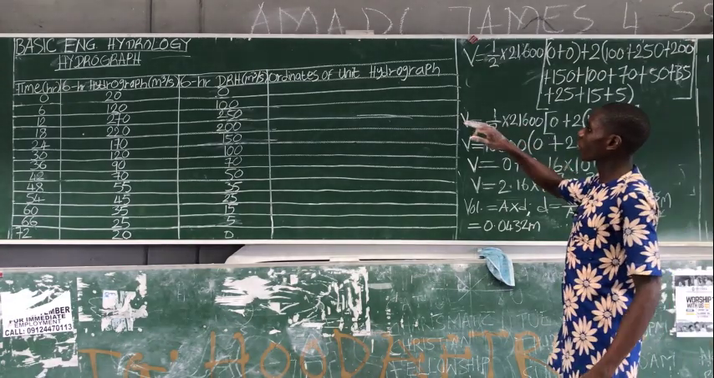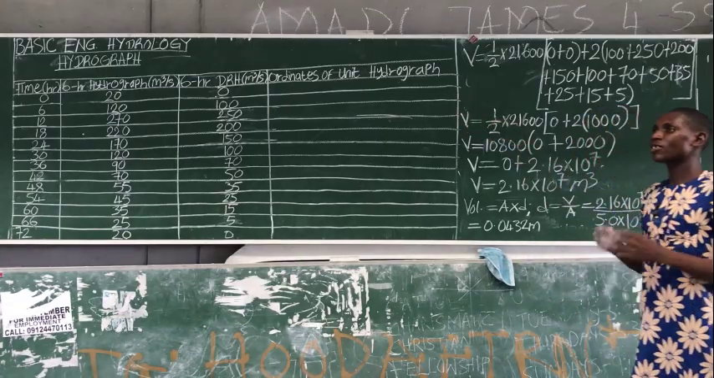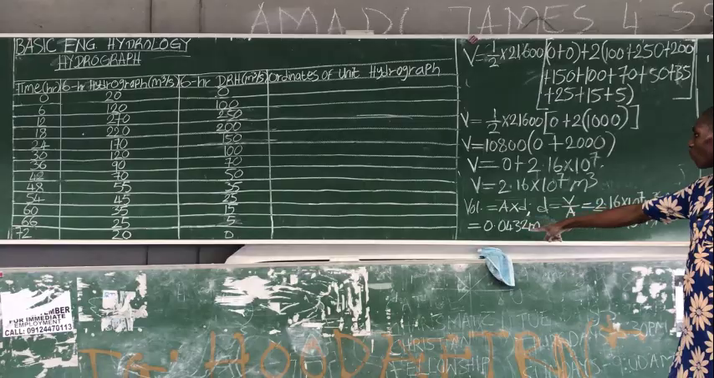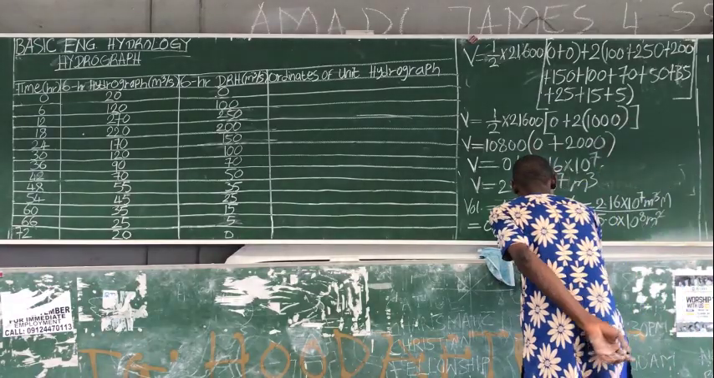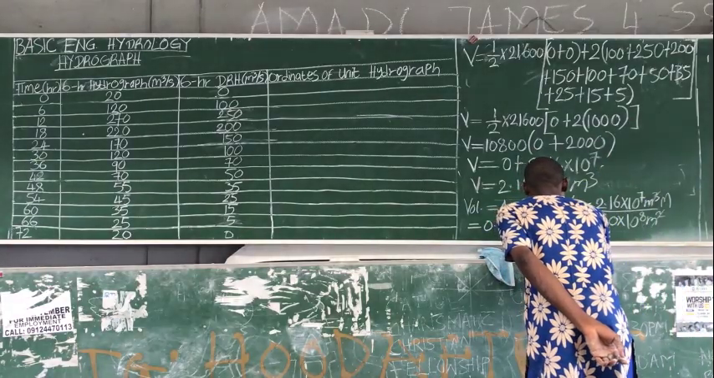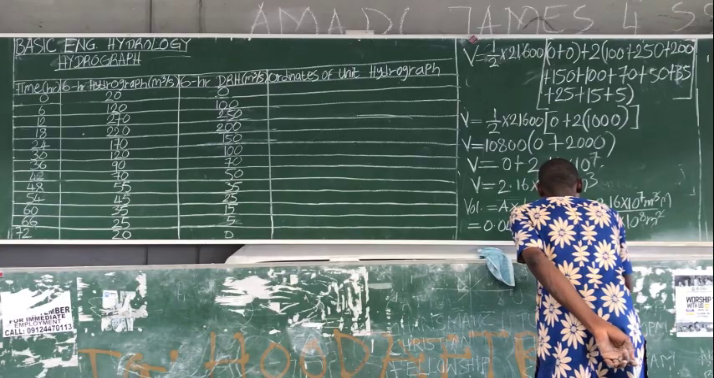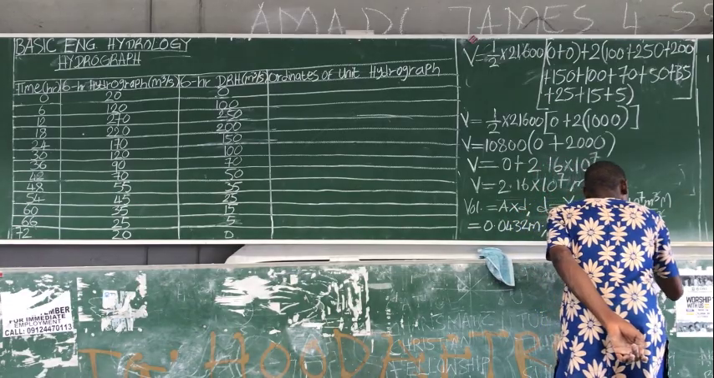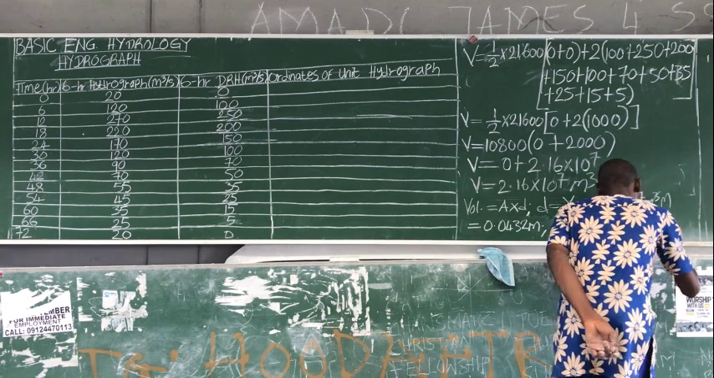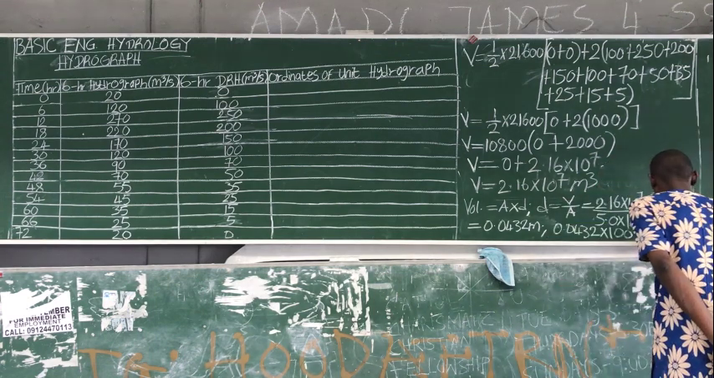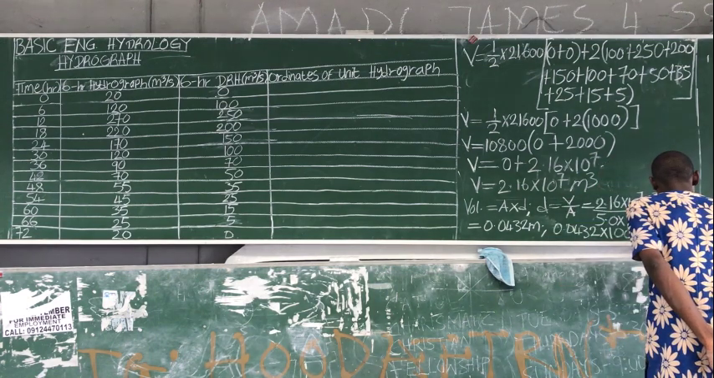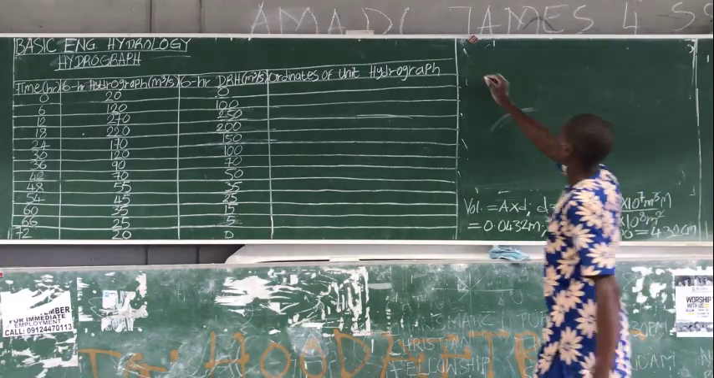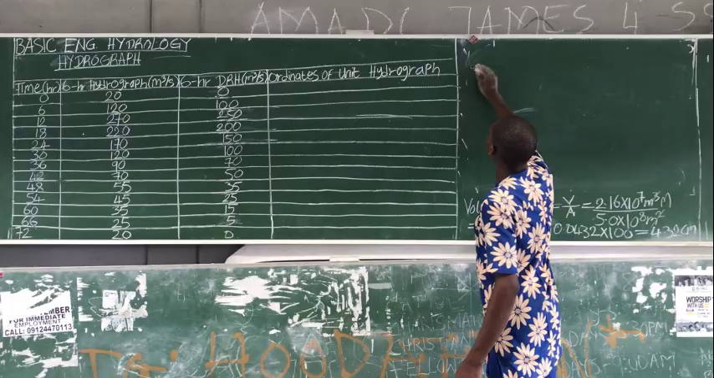But for a hydrograph, our rainfall depth is calculated in centimeters, not in meters. So we convert this to centimeters. We have 0.0432 times 100, and that is equal to 4.32 centimeters.